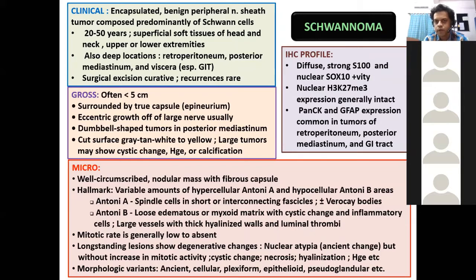What about IHC? Diffuse strong S100 and nuclear SOX10 positivity. This nuclear H3K27me3, this should be known by the PGs actually. This is a new marker which has come out and which is supposed to be negative in the case of malignant peripheral nerve sheath tumors. So that's expressed in these particular cases because these are not malignant. Just like any other bizarre tumor, sometimes with an epithelioid nature, in the retroperitoneum, they can express PAN-CK. So just going by PAN-CK, we cannot exclude this particular group of tumors. GFAP, as we know, Schwann cells can sometimes also express GFAP.